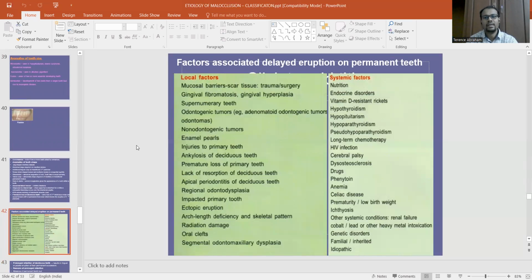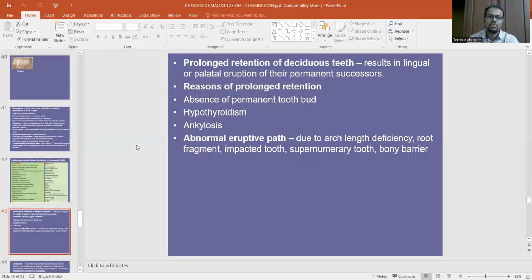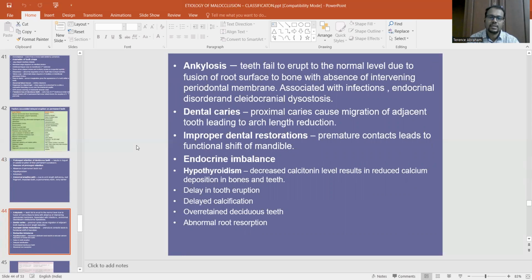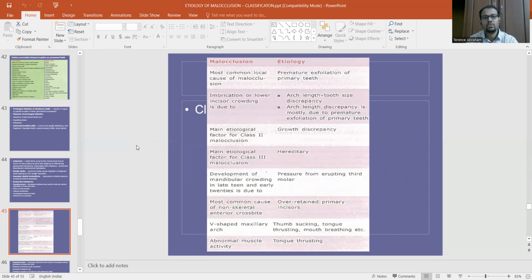These are the various local and systemic factors which are associated with delayed eruption of the permanent teeth. So I'm not going deep into all these things. There are various causes for prolonged retention of the deciduous teeth. These are the other causes of malocclusions. Endocrine imbalances, mainly hypothyroidism, that means deficiency of thyroxine hormone, have various dental manifestations like delayed tooth eruption, delayed calcification, retained deciduous teeth, and abnormal root resorption. All these can cause various malocclusions.